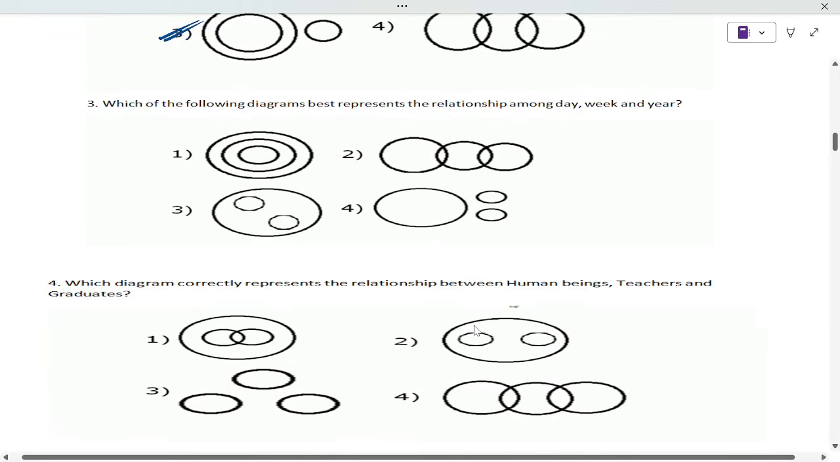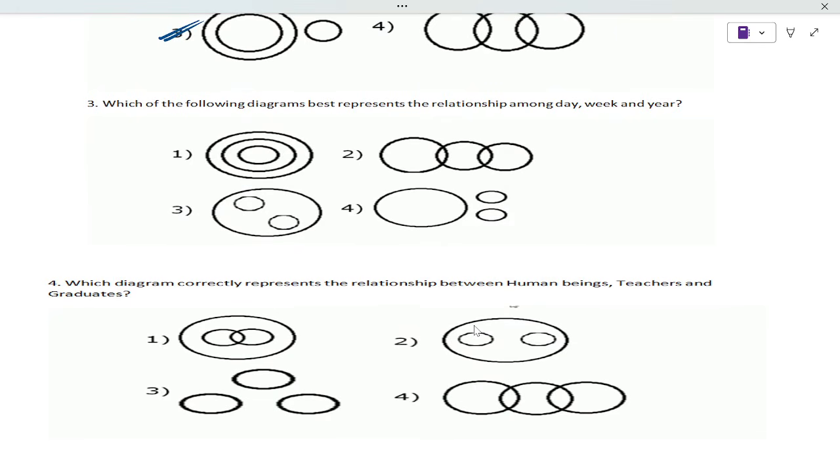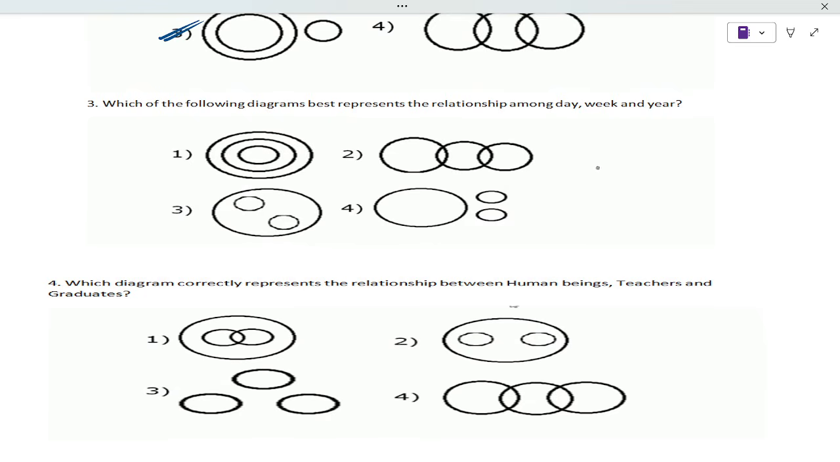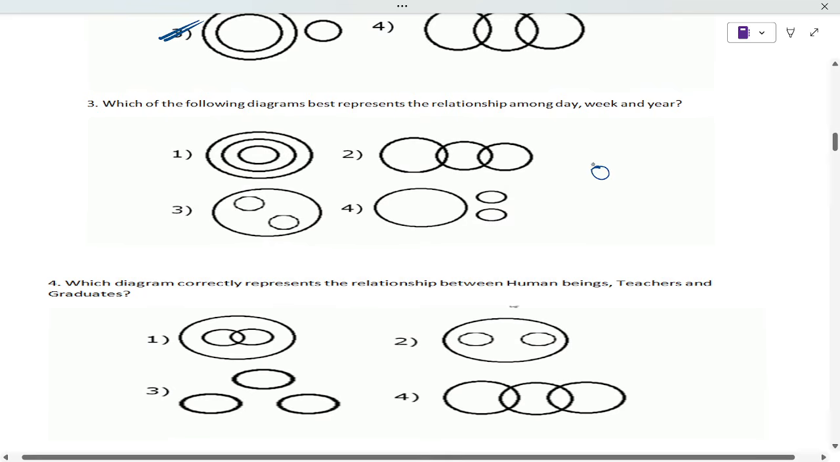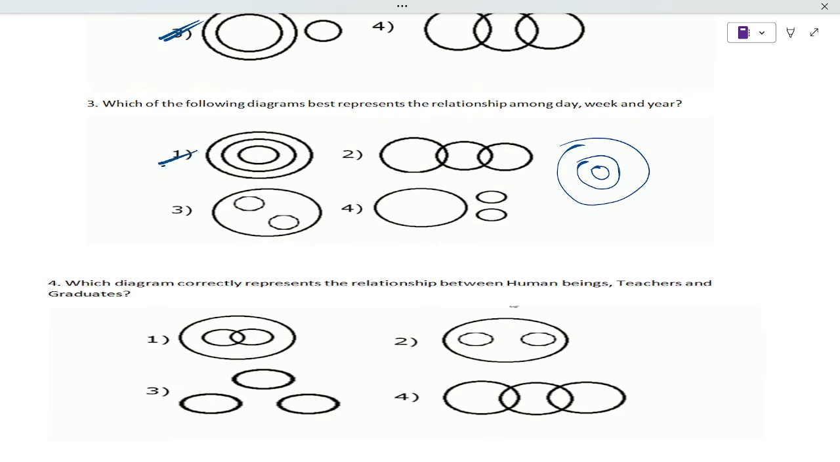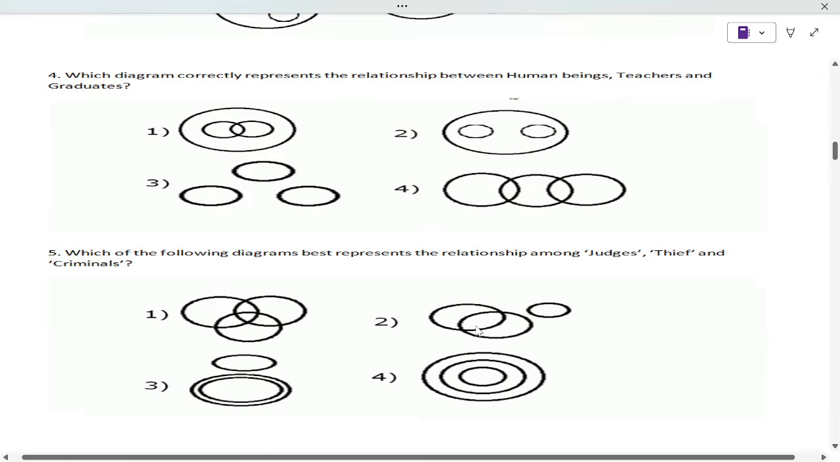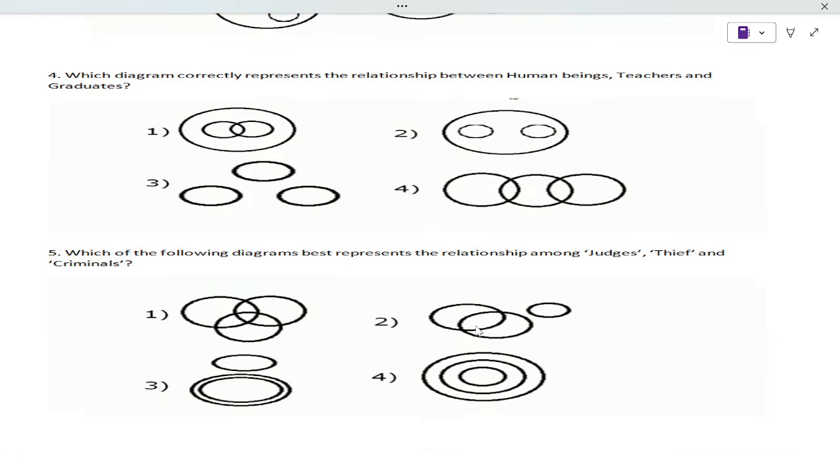Next one: which of the following diagrams best represents the relationship among day, week, and year? We all know a day will be in a week, and it will be in a year, and they have a relation. So 1 is the answer.